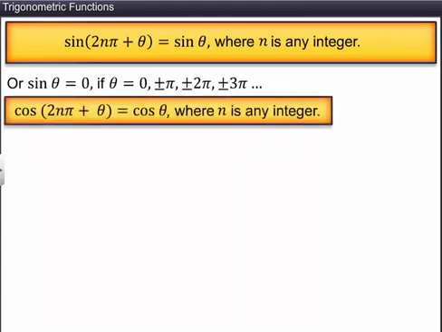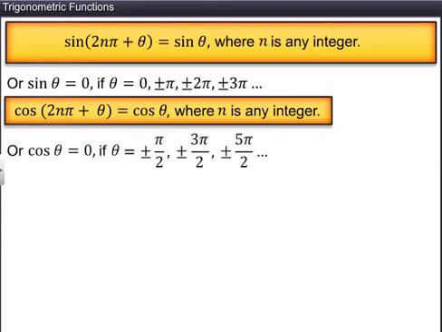Similarly, on increasing or decreasing the value of theta by an integral multiple of 2 pi, the value of cos theta also does not change. Therefore, cos 2n pi plus theta is equal to cos theta, where n is any integer.